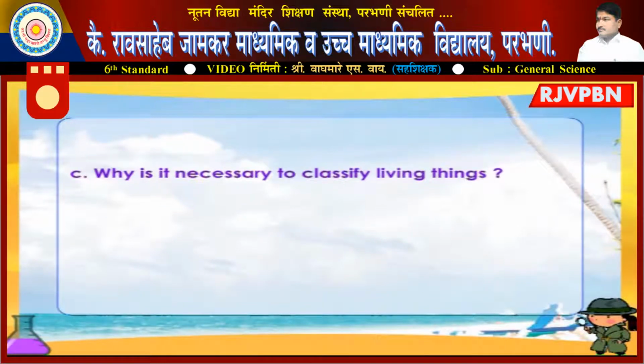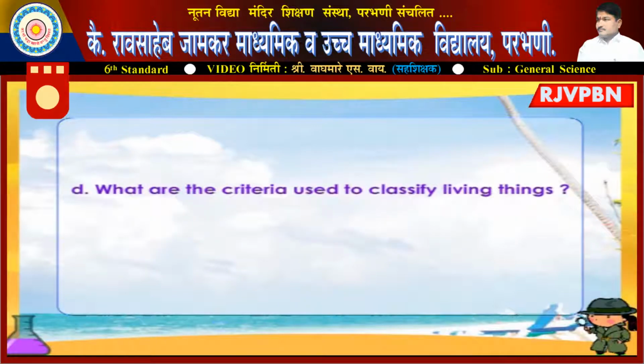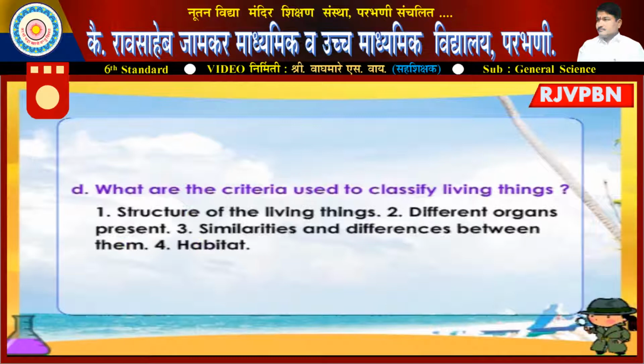Why is it necessary to classify living things? There is a vast diversity among the living things present on the earth. For identifying these living things and also for studying their characteristics, we need to classify them properly in a scientific way. What are the criteria used to classify living things? Structure of the living things, different organs present, similarities and differences between them.